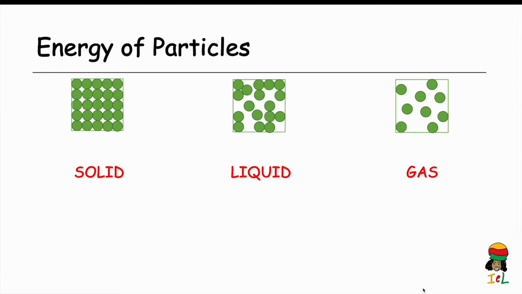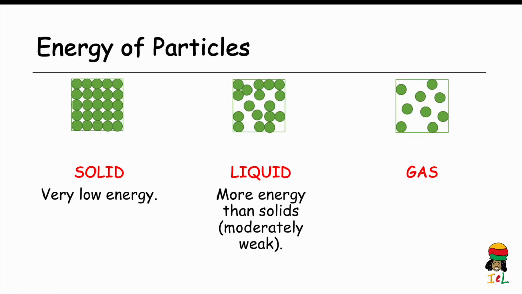Next is the energy of particles. The particles of solids have very low energy. As a result, solid particles do not move around. They only vibrate in a fixed position. Liquid particles have more energy than solid particles, and the energy of the liquid particles is described as moderately weak. Gas particles have very high energy and they move around rapidly.